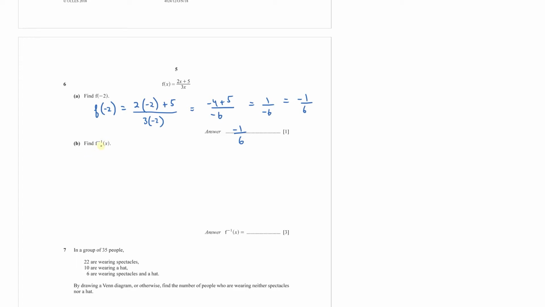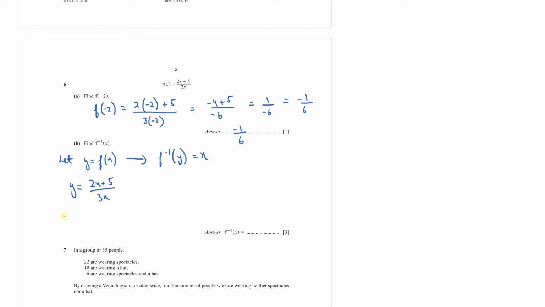Then you have to find f inverse of x. So you let y equal f of x. This means if I take this f to the other side, this becomes f inverse of y equals x. So we'll use this later. So let's substitute f of x here. So y equals f of x, which is 2x plus 5 divided by 3x. Now if I can make x the subject of the equation, I can substitute f inverse of y, which equals x. So let's make x the subject of this equation.